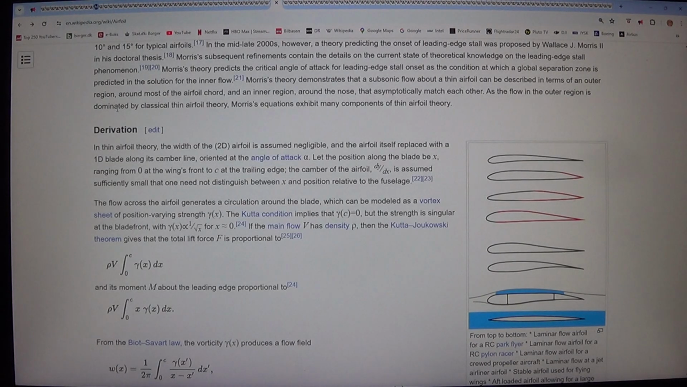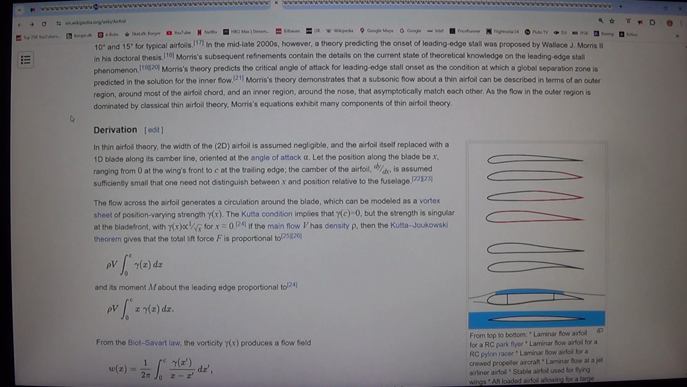Morris's theory demonstrates that a subsonic flow about a thin airfoil can be described in terms of an outer region, around most of the airfoil chord, and an inner region, around the nose, that asymptotically match each other. As the flow in the outer region is dominated by classical thin airfoil theory, Morris's equations exhibit many components of thin airfoil theory. Derivation.